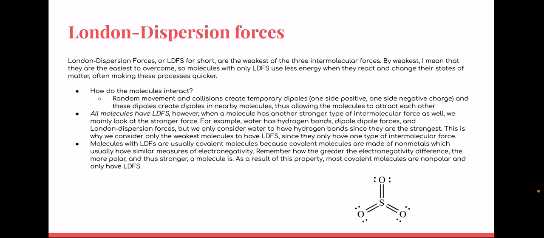Molecules with LDFs are often covalent molecules, because covalent molecules are made of nonmetals, which usually have similar measures of electronegativity. Remember how the greater the electronegativity difference, the more polar and thus stronger a molecule is. As a result of this property, most covalent molecules are nonpolar and only have LDFs. At the bottom here, you can see SO3, which is a molecule with London dispersion forces. You can see the energy is evenly distributed and the molecule even looks symmetrical.